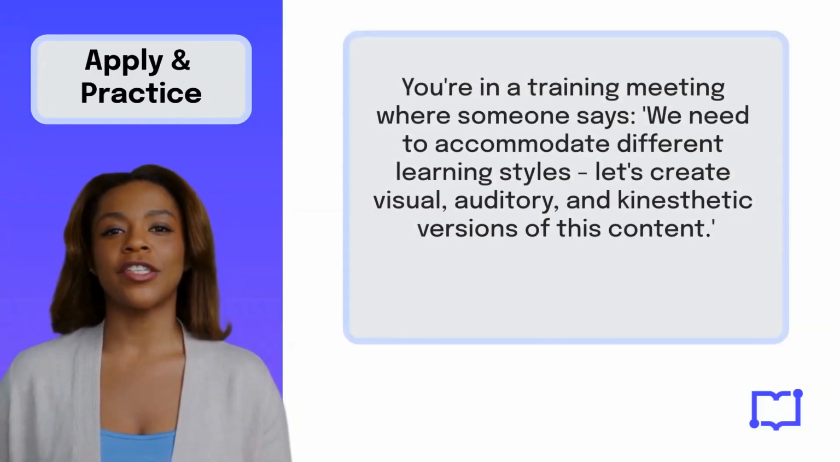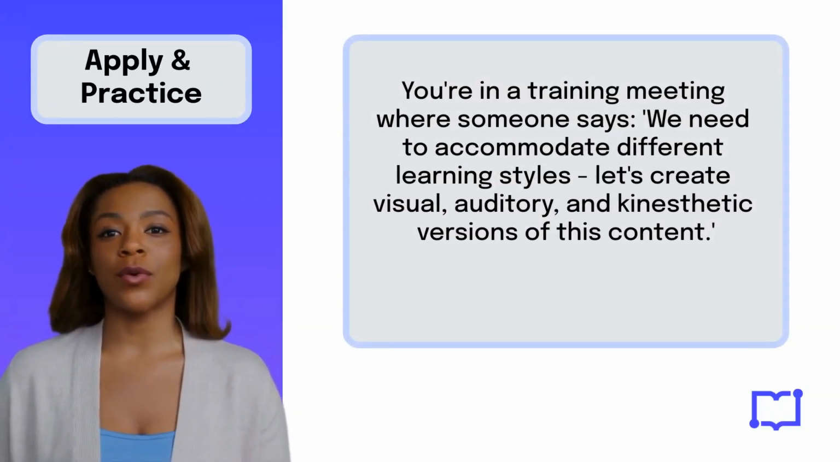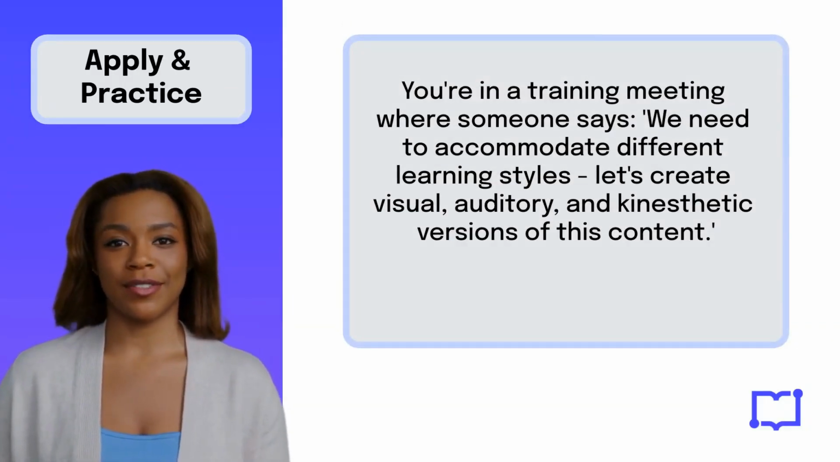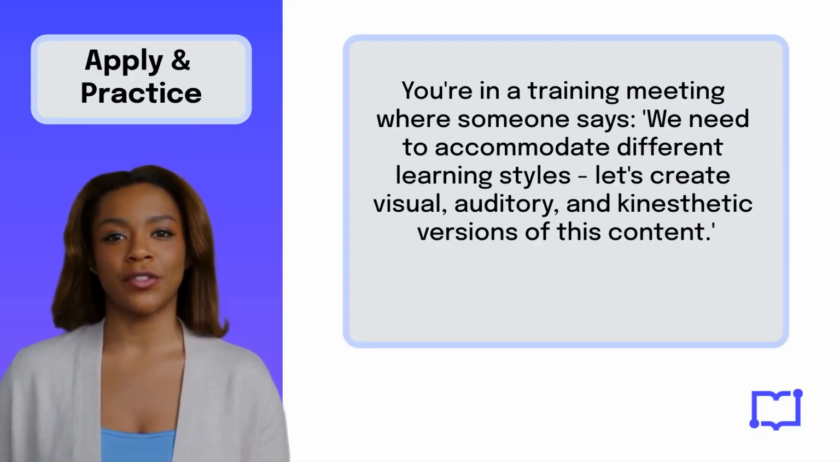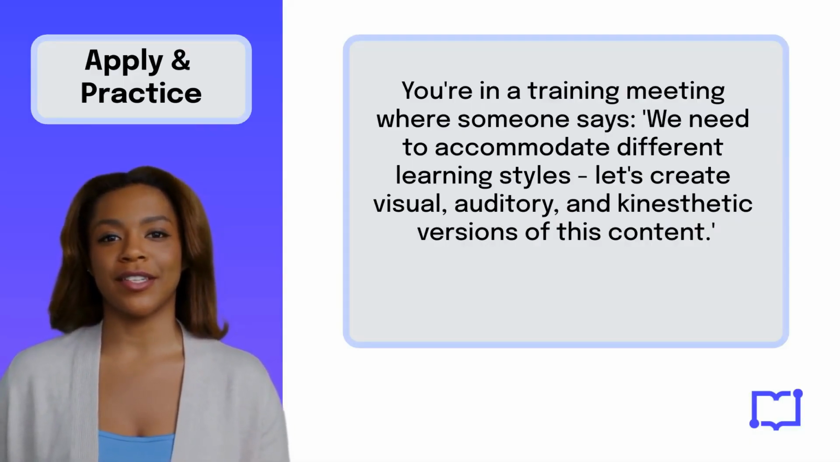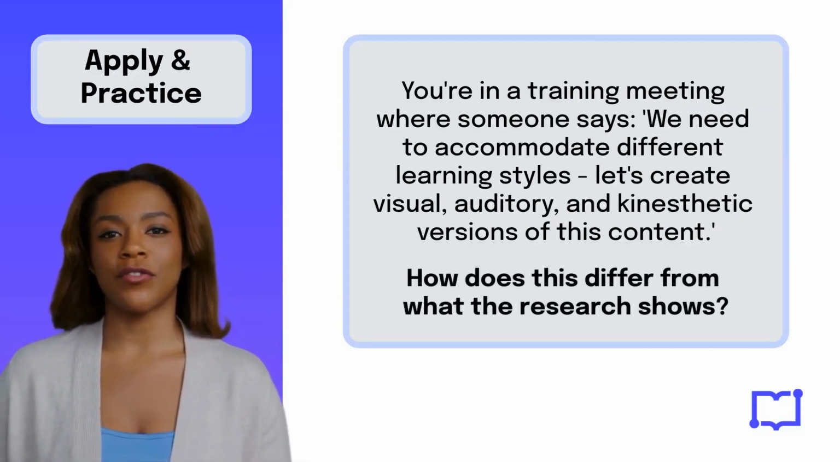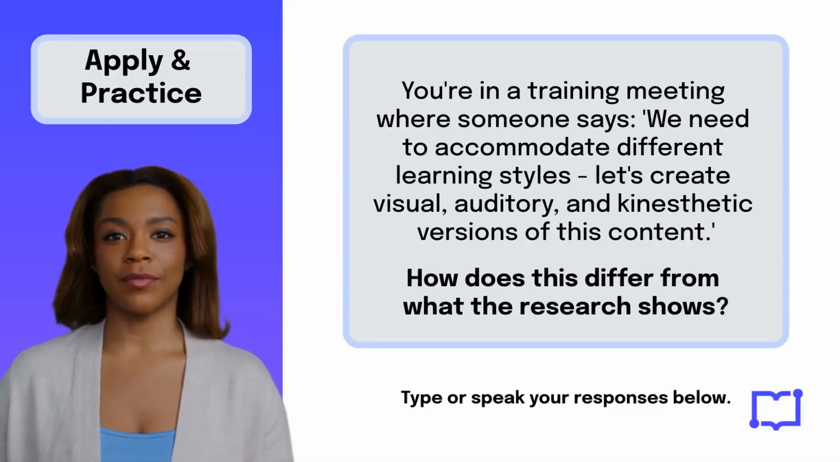The Kyron lessons also include conversation interactions that allow you to work with an AI tutor to answer a given question. Here's an example. Imagine you're in a training meeting where someone says, "We need to accommodate different learning styles. Let's create visual, auditory, and kinesthetic versions of this content. How does this differ from what the research shows?" Type or speak your responses below.